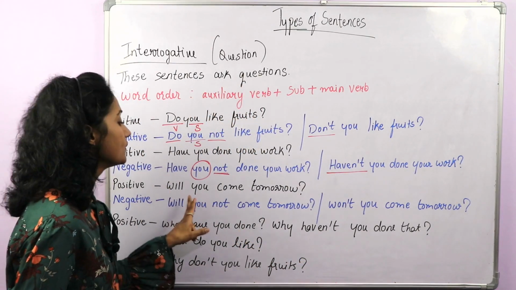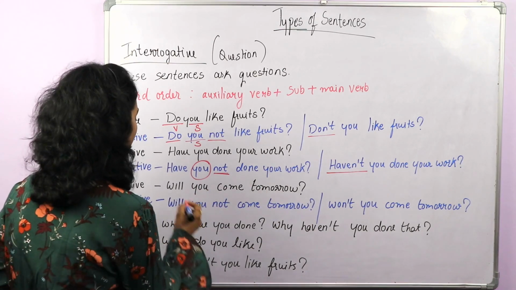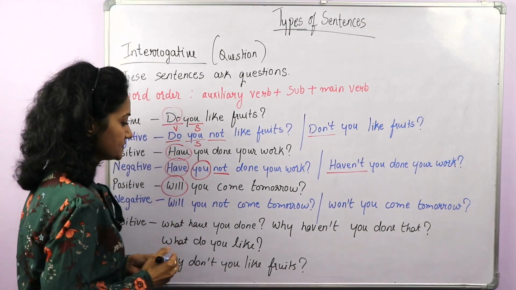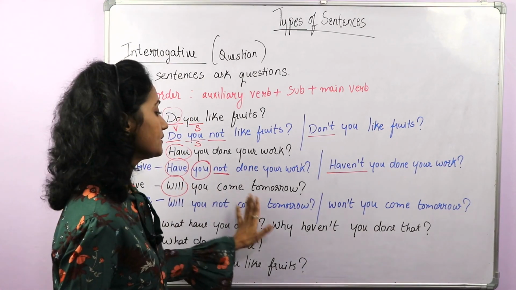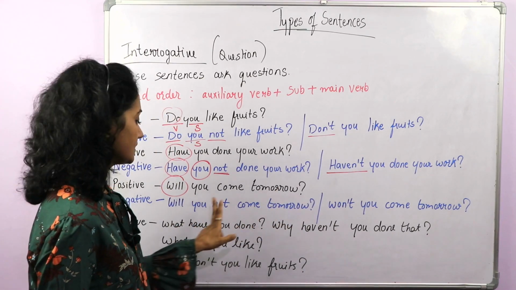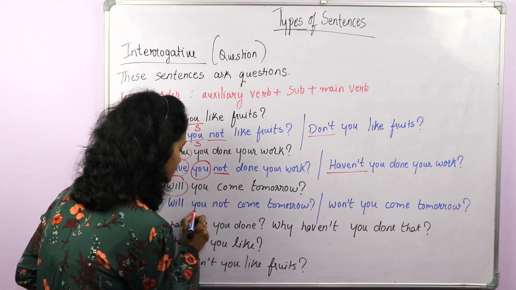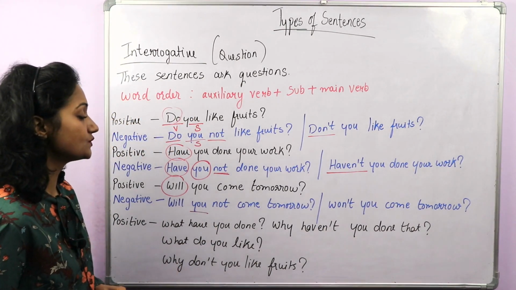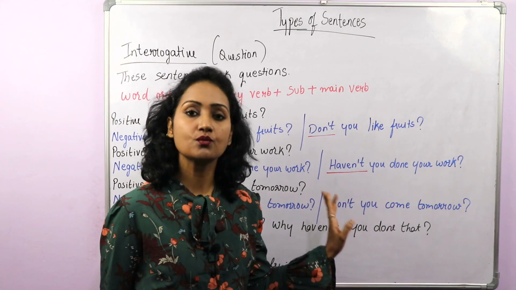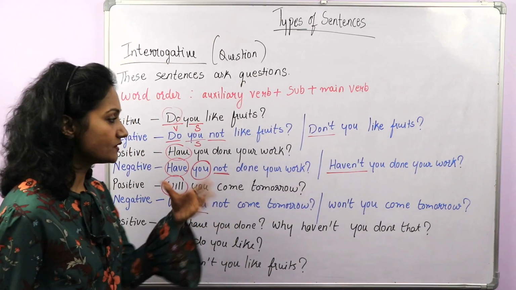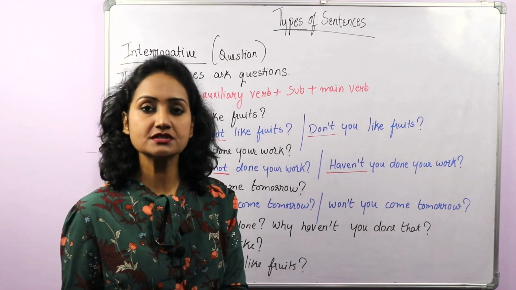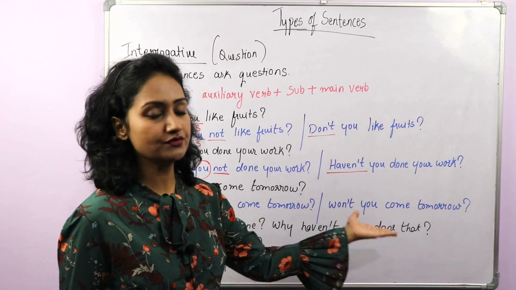Next is will you come tomorrow? These are all helping verbs, auxiliary verbs. Will you come tomorrow? A positive question. Will you not come tomorrow? This is the subject, you, and not comes after the subject. Will you not come tomorrow? Won't you come tomorrow? Will not is won't. Contractions also I have covered in tenses. So when you go through those videos, you will understand about different types of contractions.